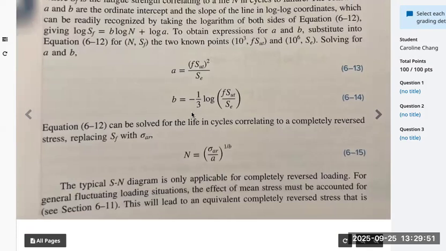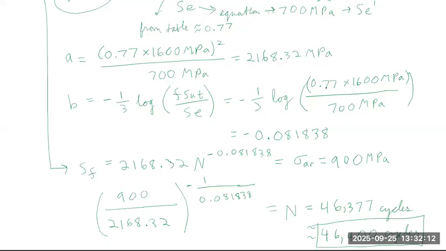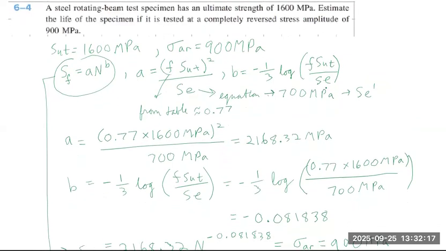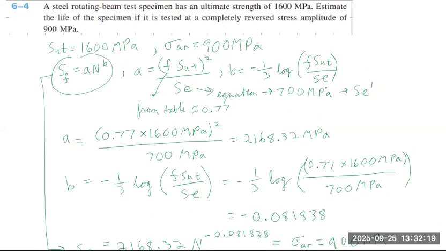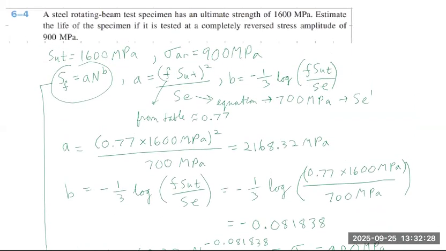And the typical SN diagram is only applicable for completely reversed loading. For general fluctuating loading situations, the effect of mean stress must be accounted for. In section 11, this will lead to an equivalent completely reversed stress. So keep in mind that replacing SF, the fatigue strength, with completely reversed strength, sigma AR, is only for completely reversed stress cases.